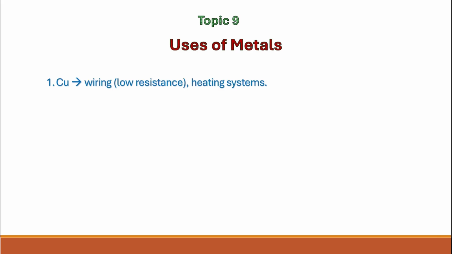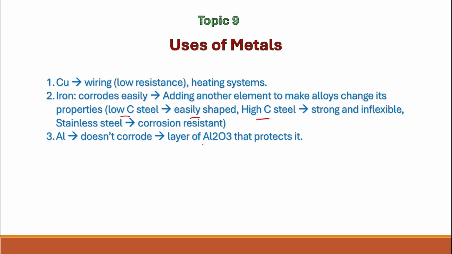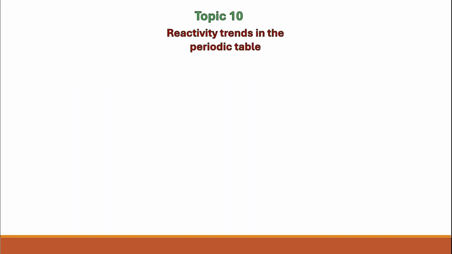Remember that it can conduct electricity, it has low resistance, and it's ductile. Iron, remember that difference between iron and aluminium. Iron can corrode easily, so usually they would add another element to make alloys which change the properties of the pure metal. So low carbon steel is easily chipped, high carbon steel is strong and inflexible, and stainless steel is corrosion resistant. Aluminium doesn't corrode because of the formation of a layer of aluminium oxide, which protects the aluminium.